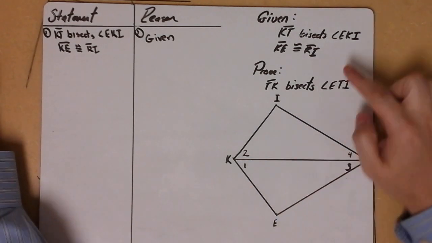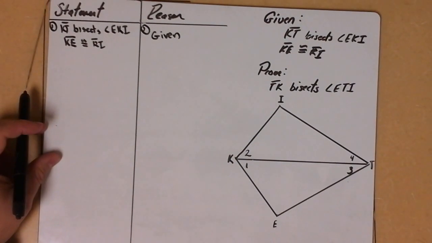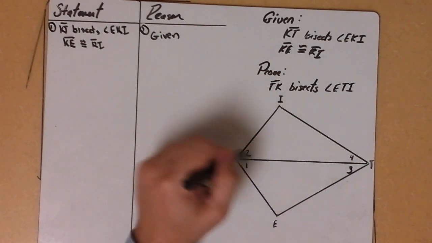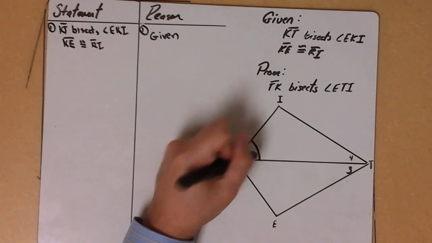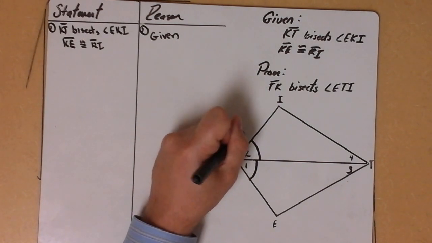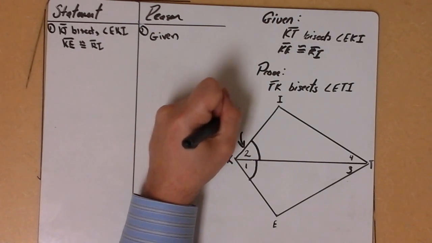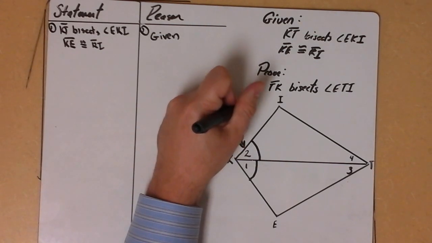So it says here that KT bisects this angle. Let's try to not let this thing wobble too much. So if this line is bisecting this angle, that means that this and this are congruent, and that is because it's bisecting. I'm going to make that line 2 and say that it's bisecting. In fact, what I'll do is just rewrite the given.